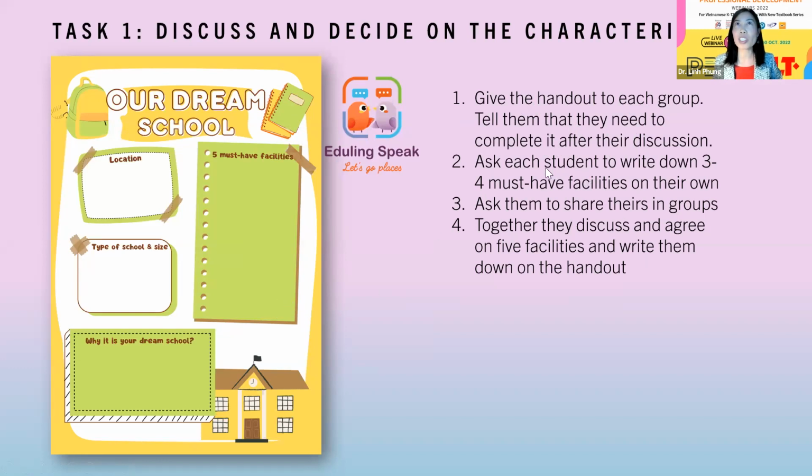But to make the discussion more like a task, I may ask each student to write down 3 must-have facilities on their own. In their dream school, they have to decide on 5 must-have facilities. So I ask each student to come up with maybe 3 to 4 facilities on their own. And then when they get together in a group of 3 or 4 students, they have to share their facilities, and then discuss and agree on 5 facilities together.